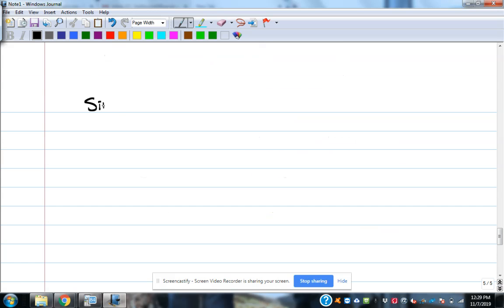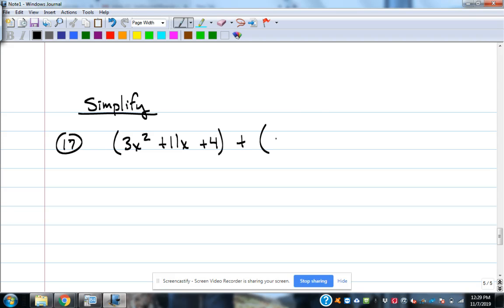We ain't done any today. So let's simplify. This is where we're going to do addition, subtraction, multiplication, and even some division with polynomials. When you're doing addition, subtraction, start with that. 3x squared plus 11x plus 4 plus another polynomial. So we had negative 5x plus x squared minus 13. So it's two different polynomials that we're adding together.